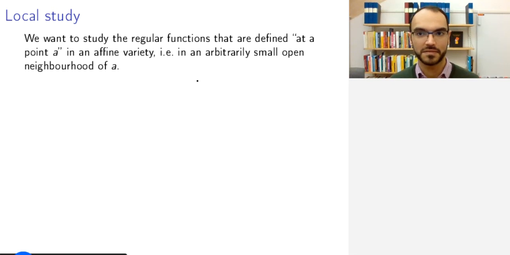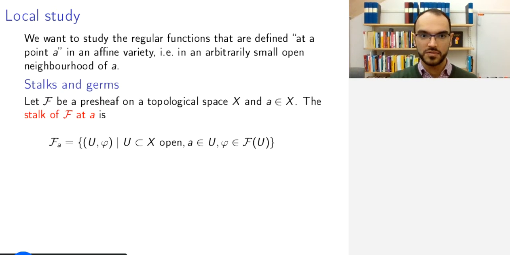The problem is the only thing we have access to are the open sets of our topology, which can be quite big, but in general we want to somehow from these open sets get to the smallest possible open set, whatever that means. The idea that we use is that of stalks and germs. So this can be generally defined for a pre-sheaf on a topological space X.